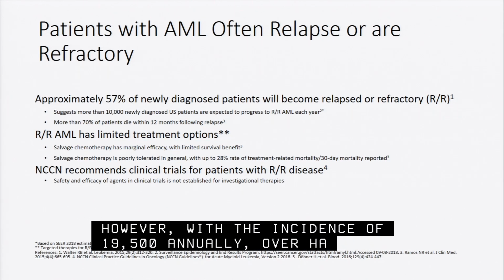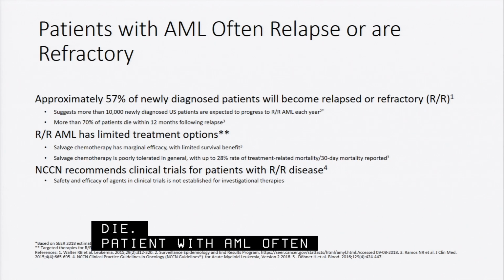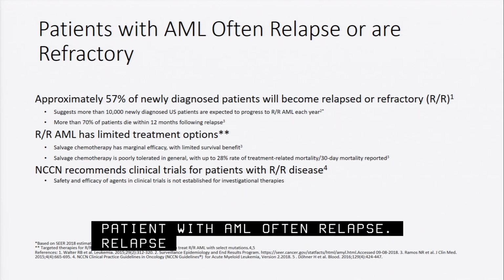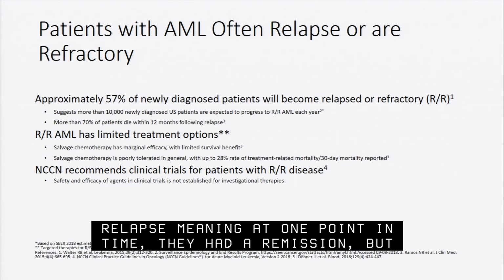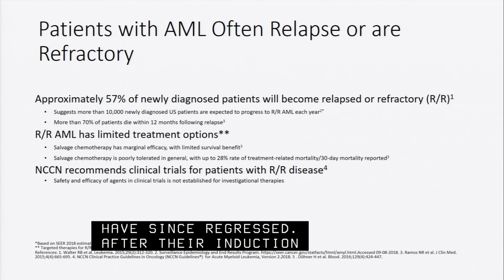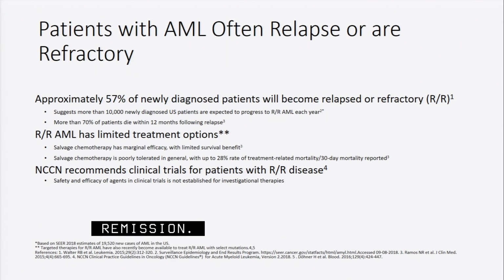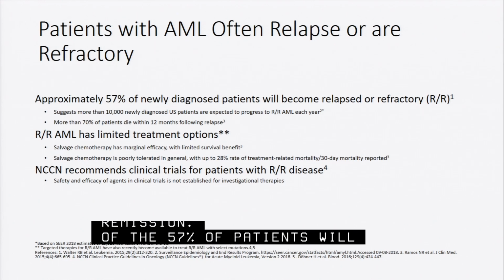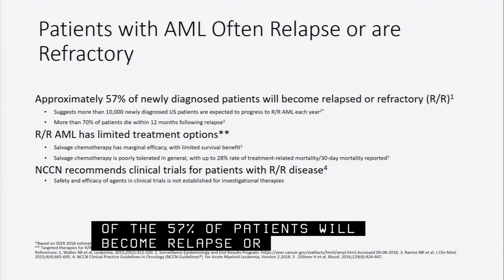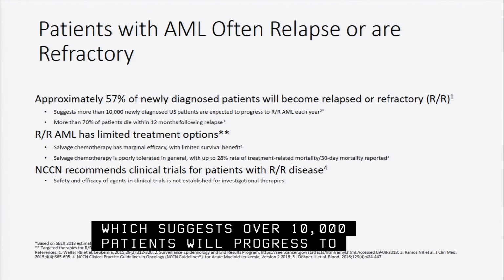Patients with AML often relapse or are refractory to treatment. Relapse means that at one point they had a remission but have since progressed, and refractory means that after their induction therapy or reinduction they never actually achieved a remission. About 57% of patients will become relapsed or refractory annually, which suggests over 10,000 patients progress to that point. More than 70% of those patients will then die within 12 months.